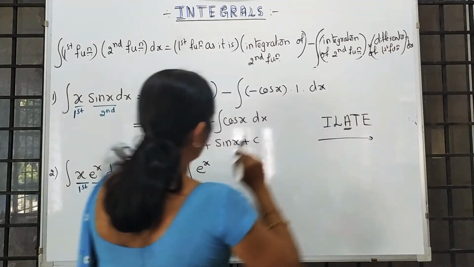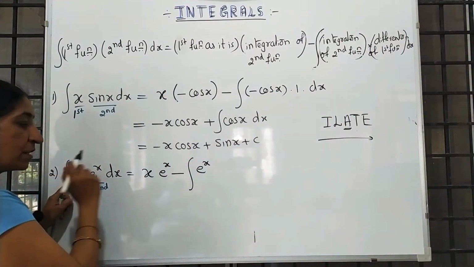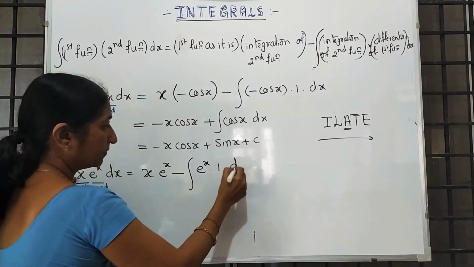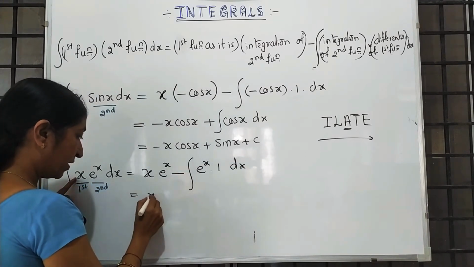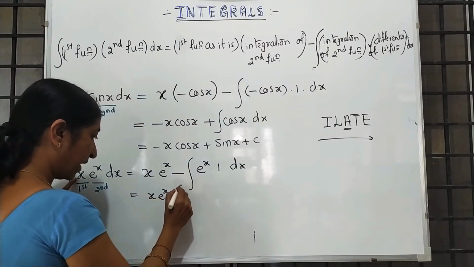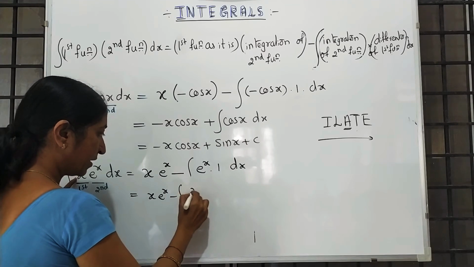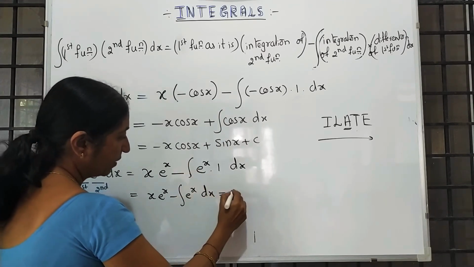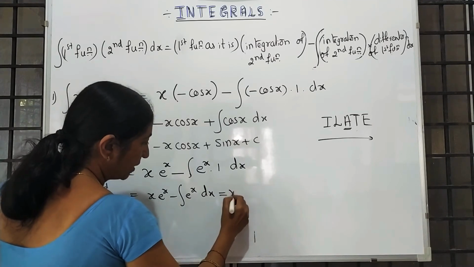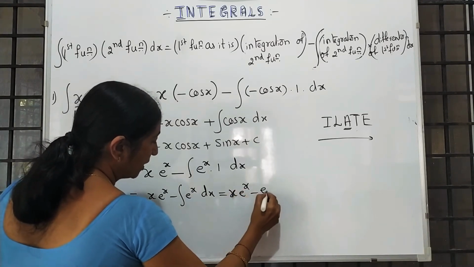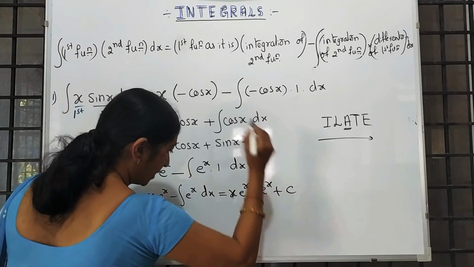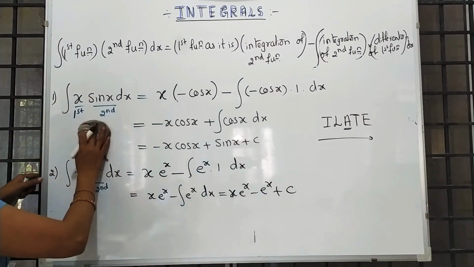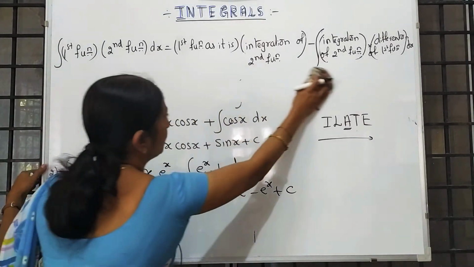Differentiation of first function is what? Differentiation of x with respect to x is 1. So, it is x into e raised to x minus integration sign e raised to x into dx. Now, only one term we have. So, it is x into e raised to x, integration of e raised to x is e raised to x, plus c. I will explain one more example.